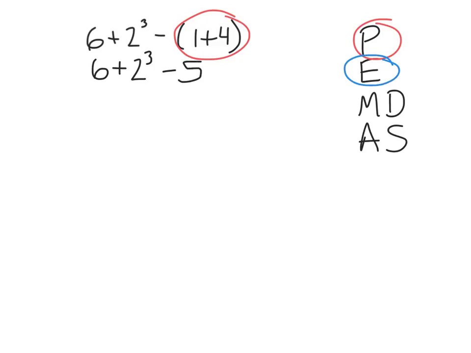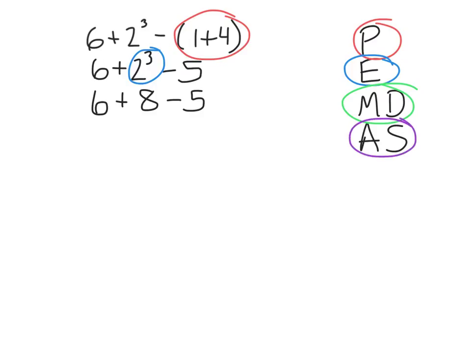Exponents comes next. Once again, we have an exponent situation right here, 2 to the third power. Remember that that means 2 times itself 3 times. So 2 times 2 times 2. So we have the 6 plus 2 times 2 is 4 times another 2 is 8. And then we have our minus 5. Now we will go over to our multiply or divide part, and you notice we do not have any multiplication or division in this problem.